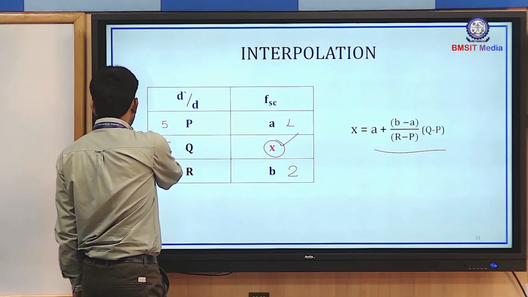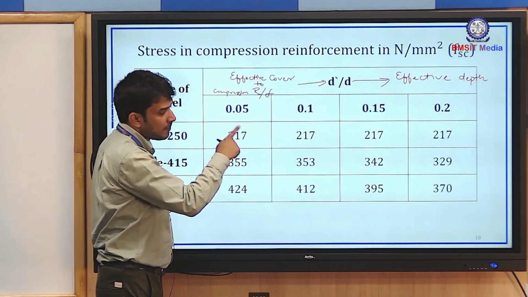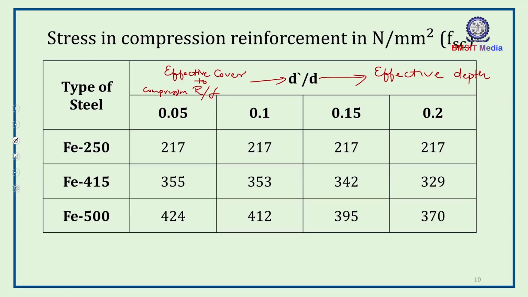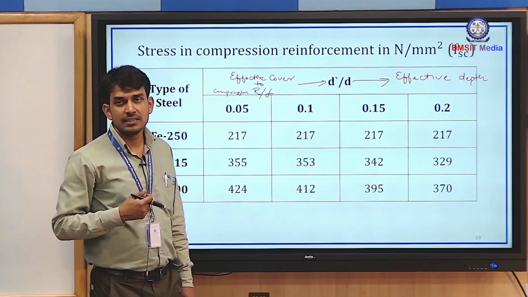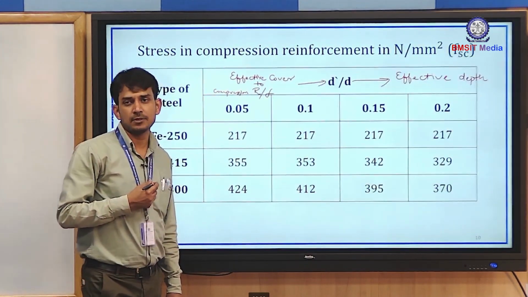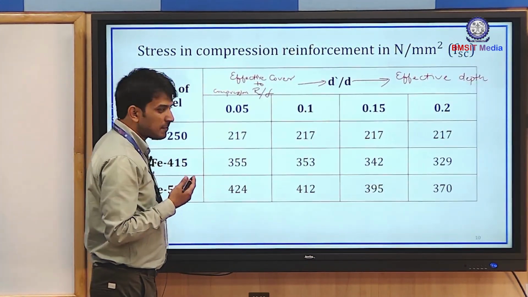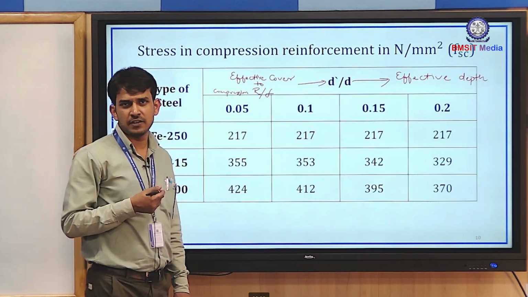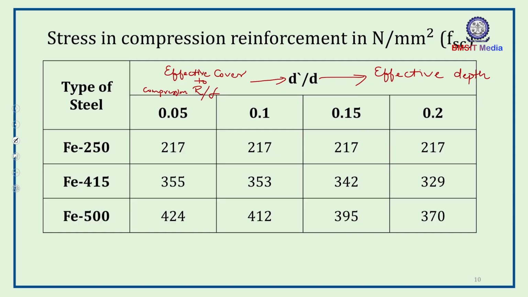So compression reinforcement, how do we do that? You have to remember this table. For example, if it is Fe250, then there is no need to worry, because we can directly understand that fsc for that condition is 217 Newton per mm square. But sometimes fsc is also given in the question. If it is not given, then by using this table you can calculate the stress in the compression reinforcement.